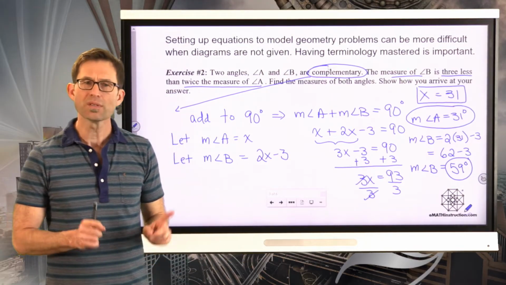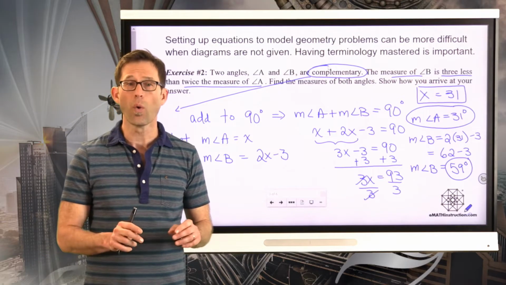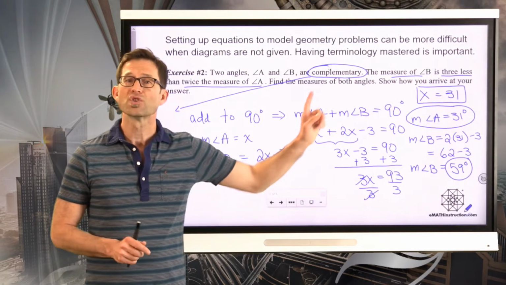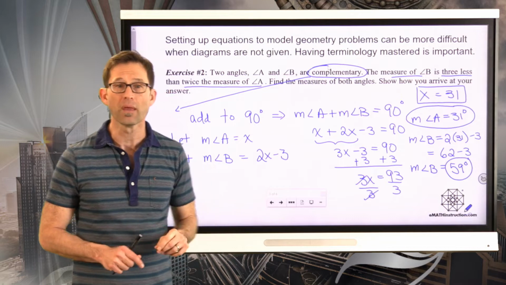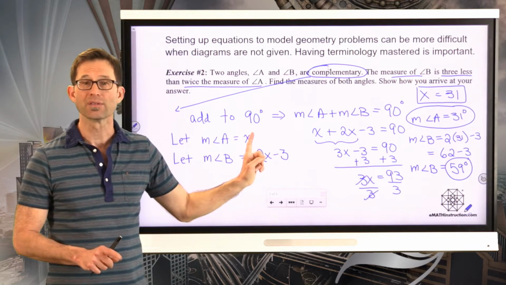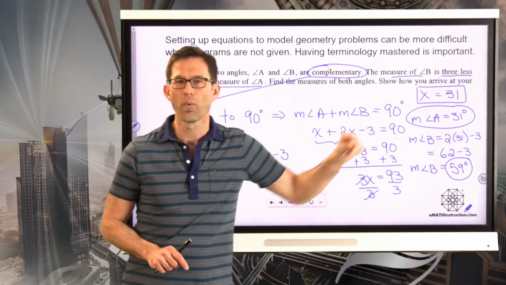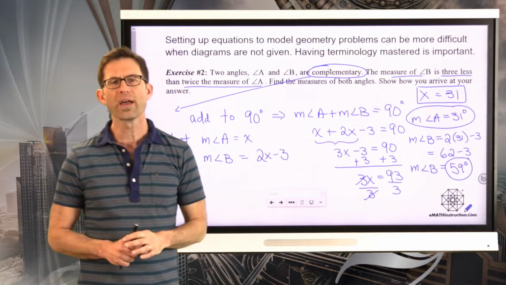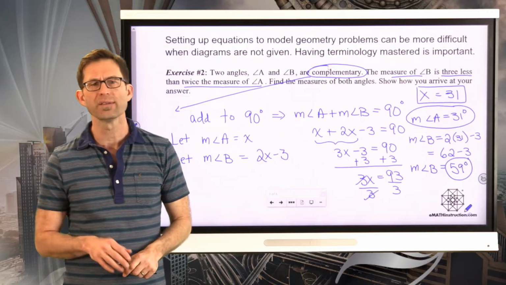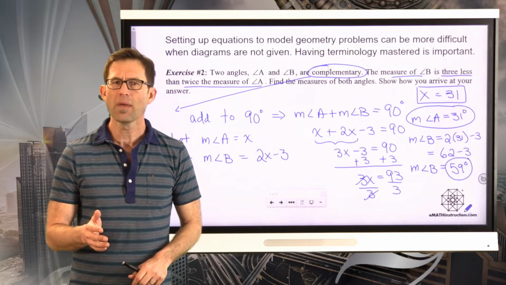But notice this one's a little bit trickier for 2 different reasons. One, no diagram given. So we must know that complementary means add to 90 degrees. The other piece that makes it challenging is just setting up the equation. And that whole phrase, the measure of angle B is 3 less than twice the measure of angle A, can make it quite challenging.